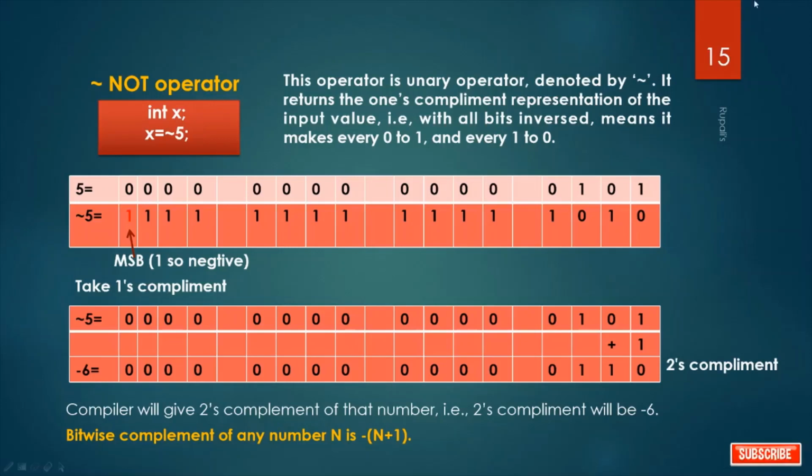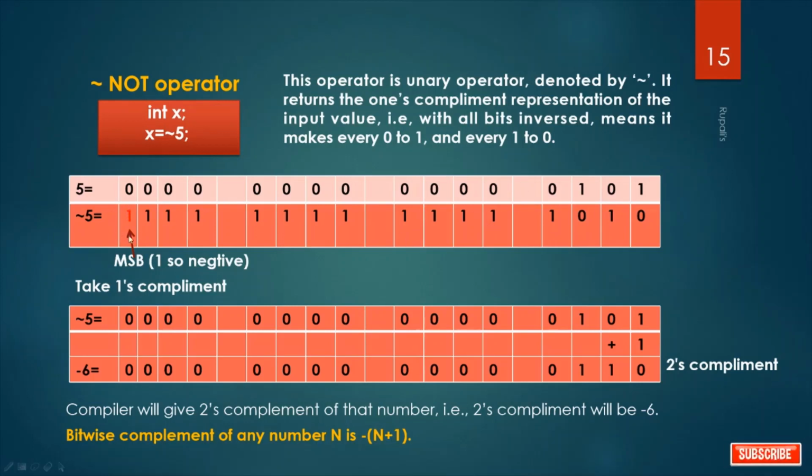Now the NOT operator. Int x equals NOT 5. What does this mean? This operator is a unary operator, meaning only one operand is there, denoted by tilde. It returns the one's complement representation of the input value, that is, with all bits inverted; it makes every 0 to 1 and every 1 to 0. So what is the binary representation of 5? It is this. Now tilde 5 means, in place of 0 you have to write 1, in place of 1 you have to write 0. So we get this value.